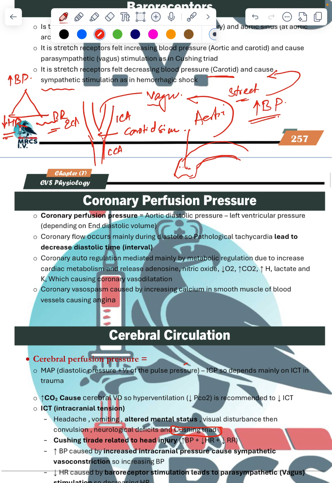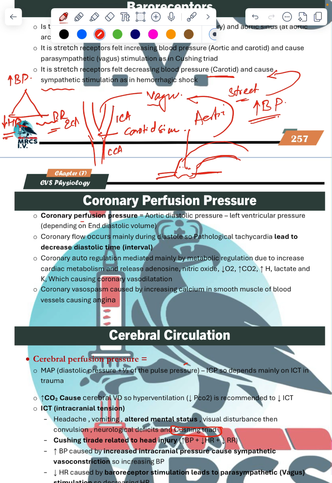Coronary perfusion pressure. The coronary vessels arise from the aortic arch. Aortic diastolic pressure minus left ventricular pressure gives the coronary perfusion pressure. It depends on the end diastolic volume. Whenever end diastolic volume goes down, the perfusion pressure goes down. Coronary flow occurs mainly during diastole. So pathological tachycardia leads to a decreased diastolic time interval.